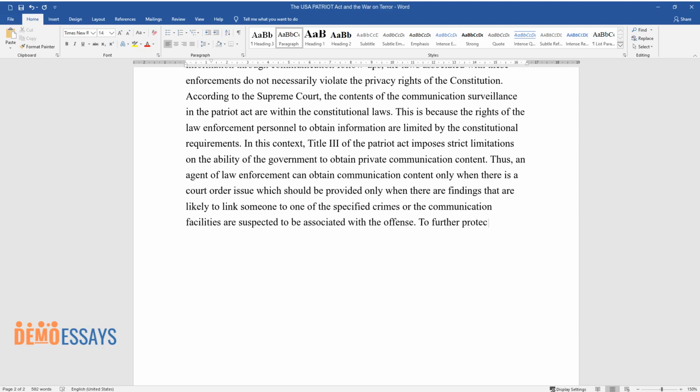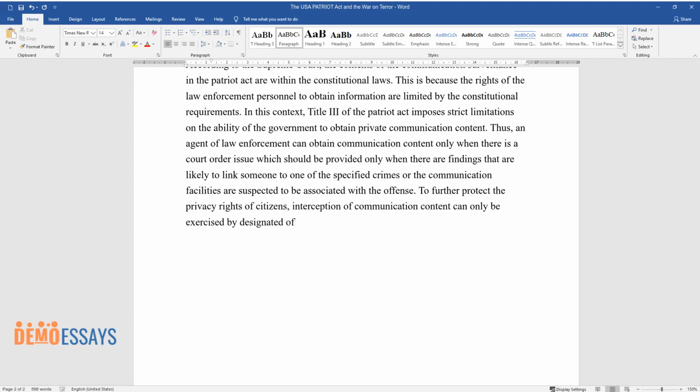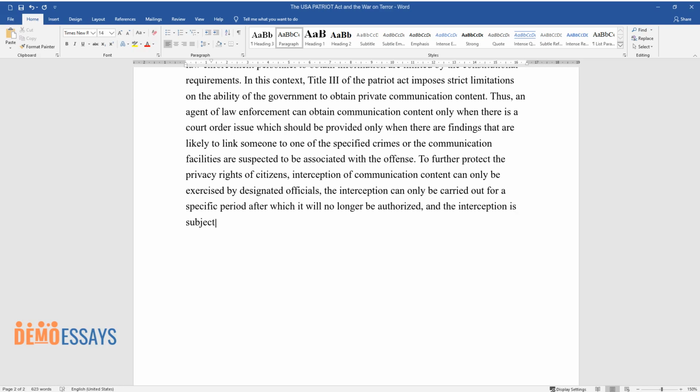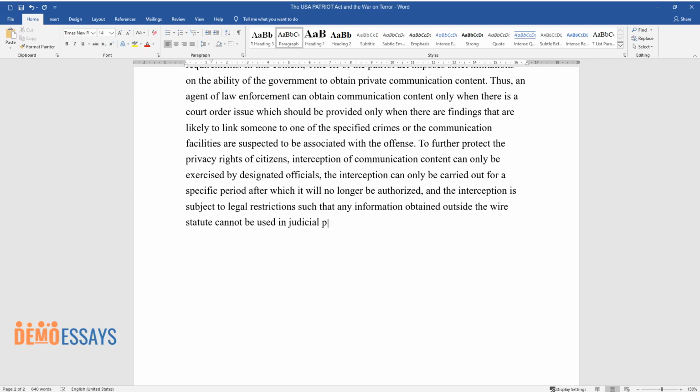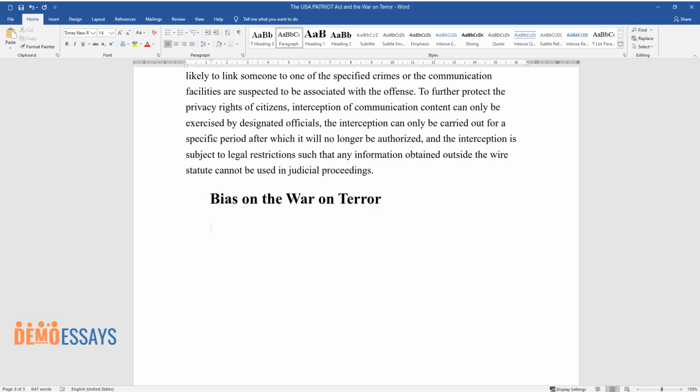To further protect the privacy rights of citizens, interception of communication content can only be exercised by designated officials. The interception can only be carried out for a specific period, after which it will no longer be authorized, and the interception is subject to legal restrictions such that any information obtained outside the wire statute cannot be used in judicial proceedings. Bias on the war on terror.